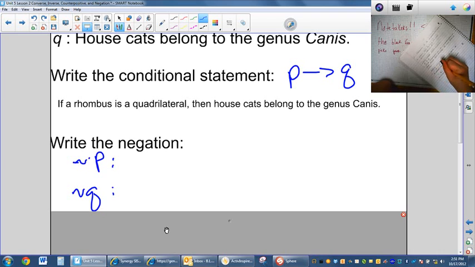The truth value for the negation of P is what? Keegan, what is the truth value for the negation of P? A rhombus is not a quadrilateral. False, right? Because negation produces the opposite truth value. So if the statement was true, the negation is false, and likewise, if the statement was false, the negation would be true.